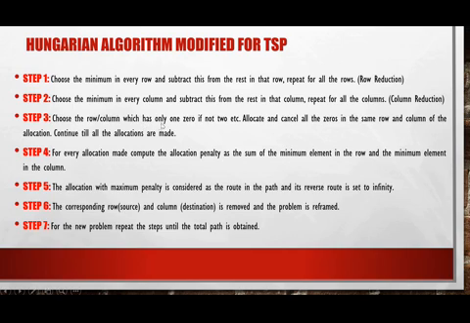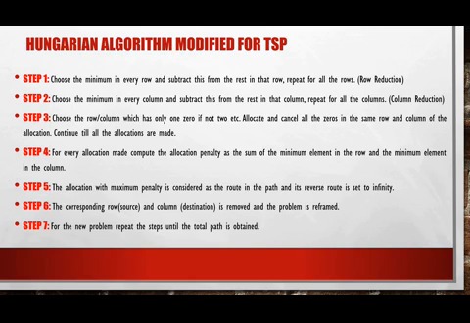Choose the row or the column which has only one zero, if not two, etc. That is based on the number of assignments that we have. Make an allocation for a particular zero. That is putting the dabba. After putting the dabba, cancel all zeros in the same row and same column. In the same row and same column, if at all I have extra zeros, what was I doing? Put a cross mark, cancel it. This process will continue till all possible allocations are made.